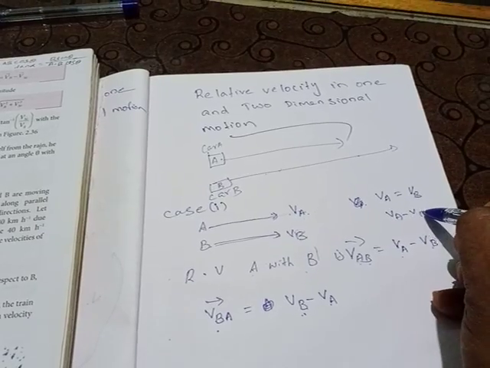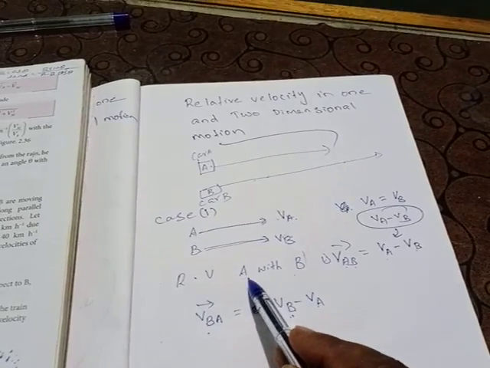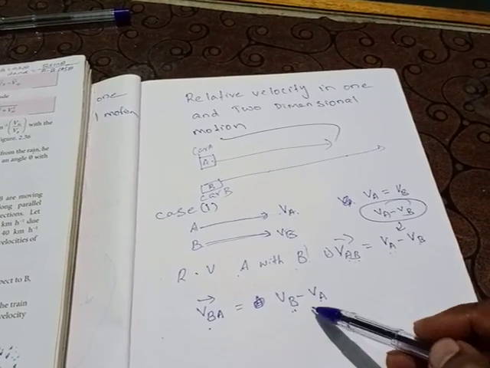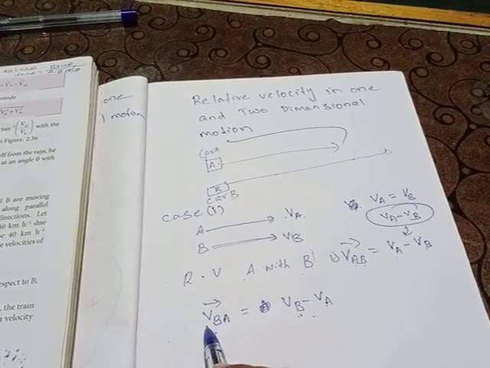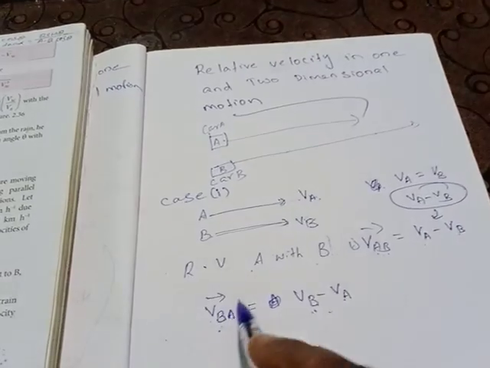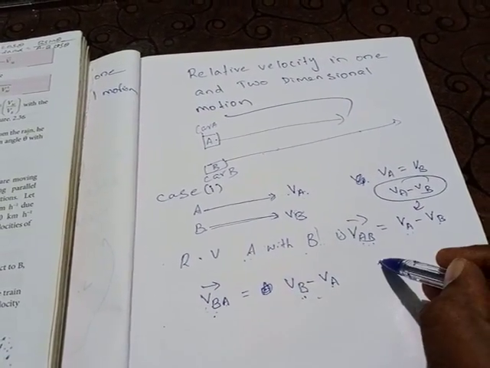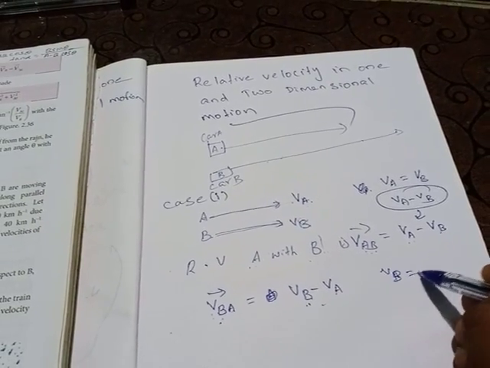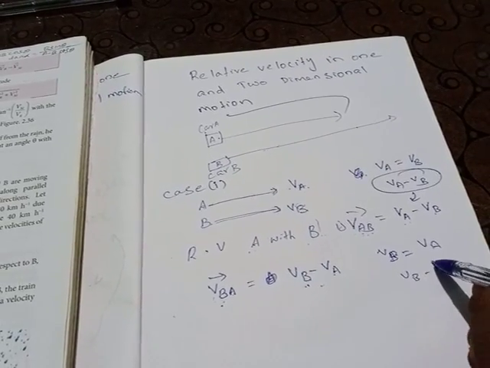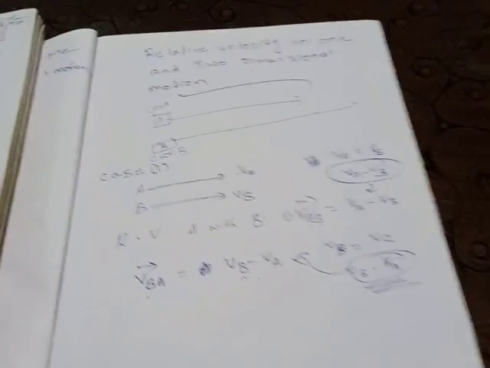VA minus VB. That is what I wrote here. The relative velocity of object A with respect to B is VAB equal to VA minus VB. The same thing, now we are comparing the relative velocity of object B with respect to A. Now also the cars are moving with uniform velocity on the same track. So VBA is equal to VB minus VA. This is what we are writing here. This is the first case.